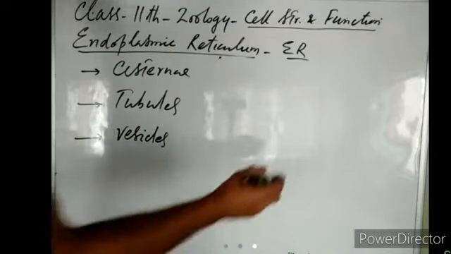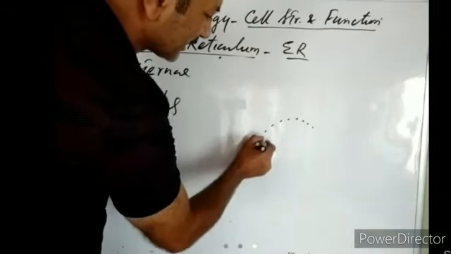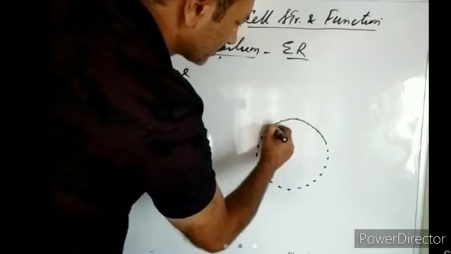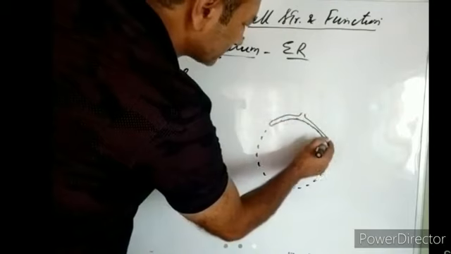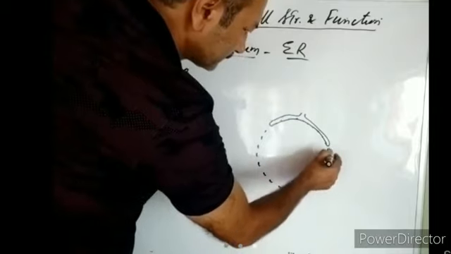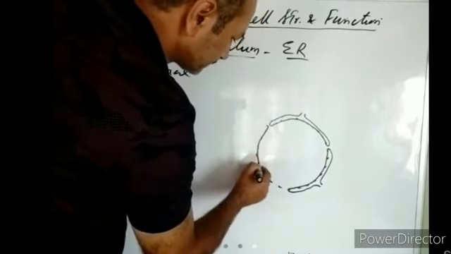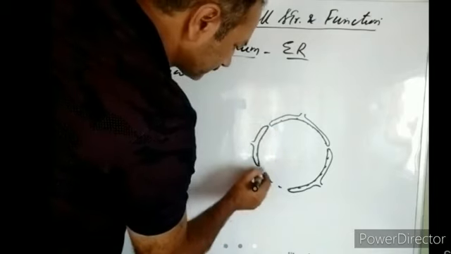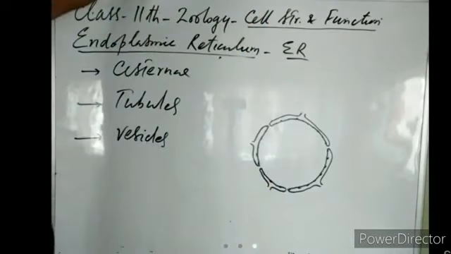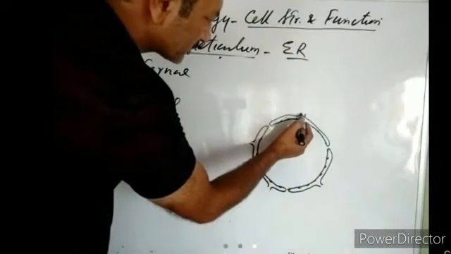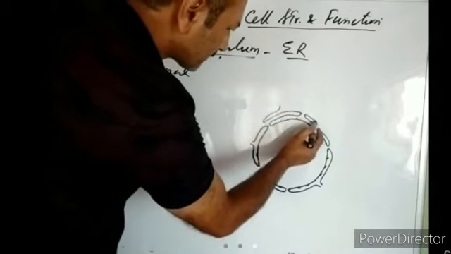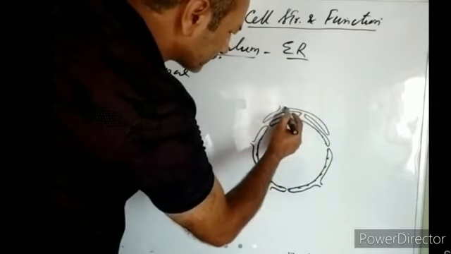So what are these cisternae? These cisternae are sac-like structures. Cisternae are sac-like structures which are found around the nucleus. This is the nucleus of the cell. They are found stacked around this nucleus.